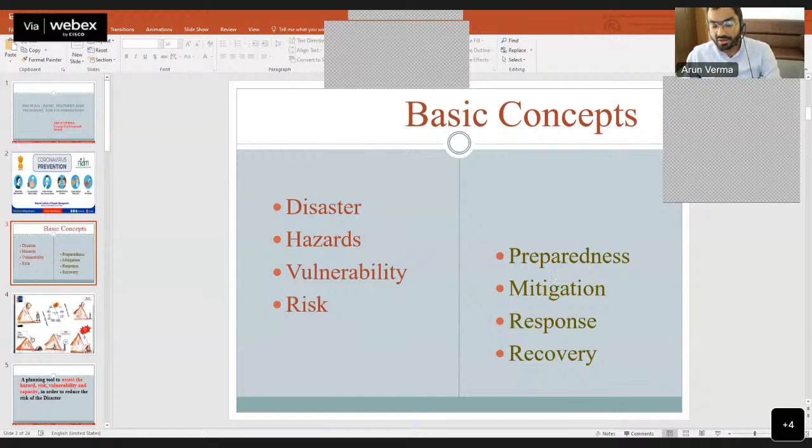Response comes at the second stage of disaster. The first stage is the pre-stage, when we are preparing for a disaster. Second is the disaster occurring. But after the disaster, what do we have to do? We have to respond to that disaster. Response means we have to provide an adequate number of medical facilities, food packages, water bottles, and many other things created due to a natural or man-made disaster. And recovery means we are trying to get back to the normal position where we started.